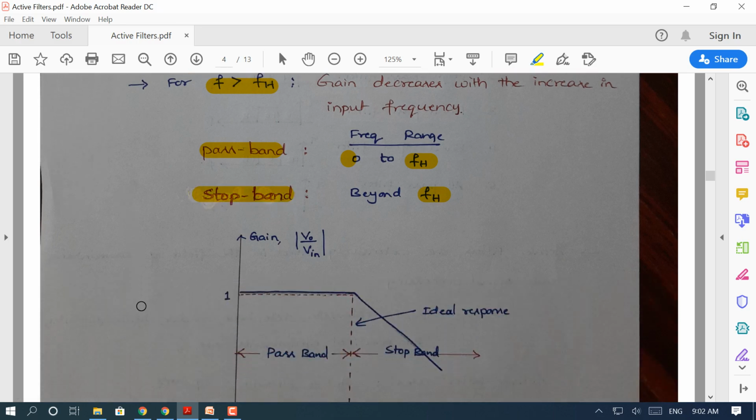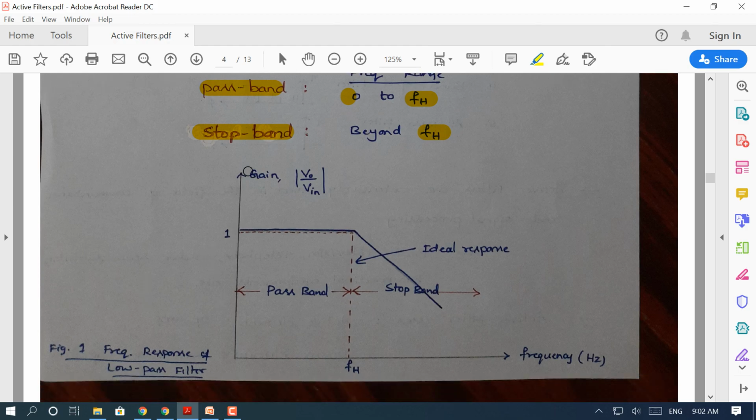Okay, the frequency response of this low pass filter is as shown here. The frequency response is plotted as a graph with reference to gain versus frequency. Gain is plotted along the y-axis, frequency is plotted along the x-axis. We can see here there is a frequency range starting from 0 to fH, which we call the pass band. So frequencies from 0 to fH, those signals are passed, therefore that's called a pass band. The frequencies above this fH are attenuated, so that's called a stop band.